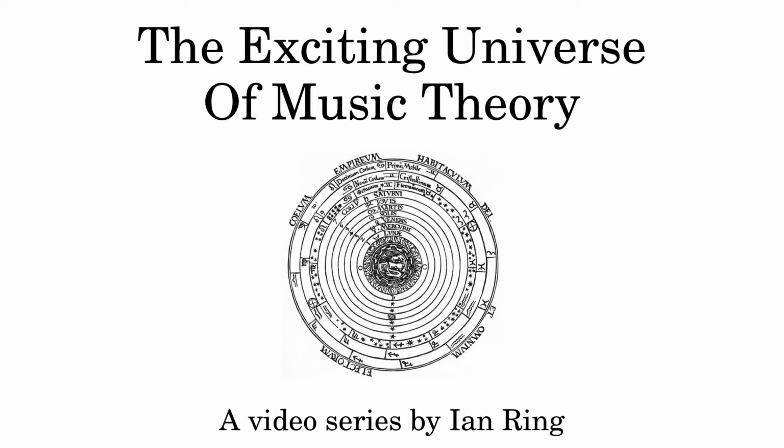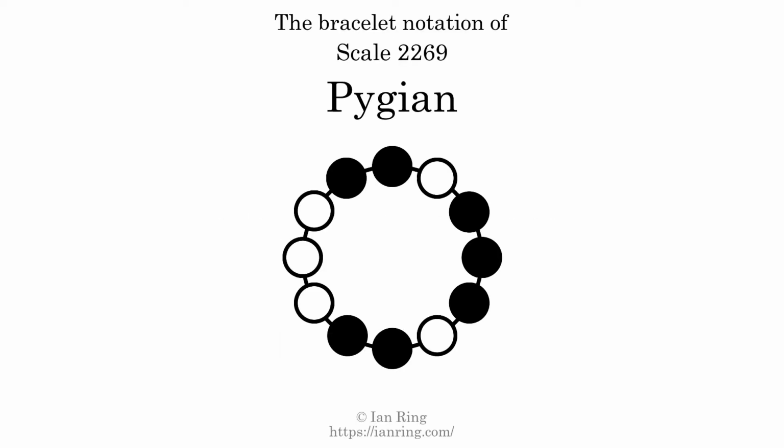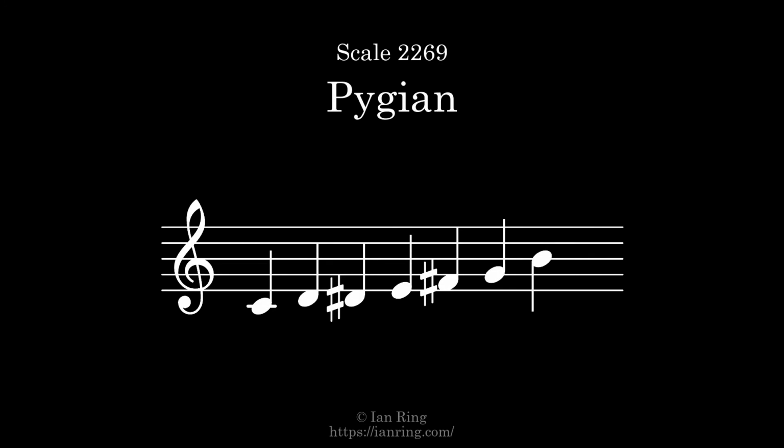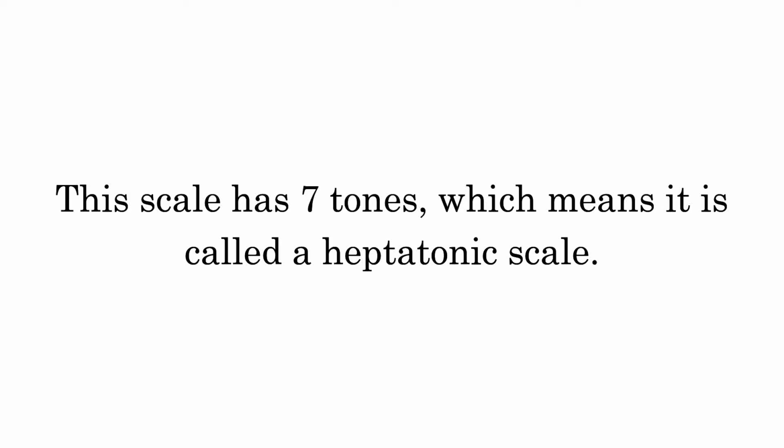Welcome to the exciting universe of music theory. Are you ready to learn? Then let's begin. Today we will talk about scale 2269, Pygian, which sounds like this. This scale has 7 tones, which means it is called a heptatonic scale.